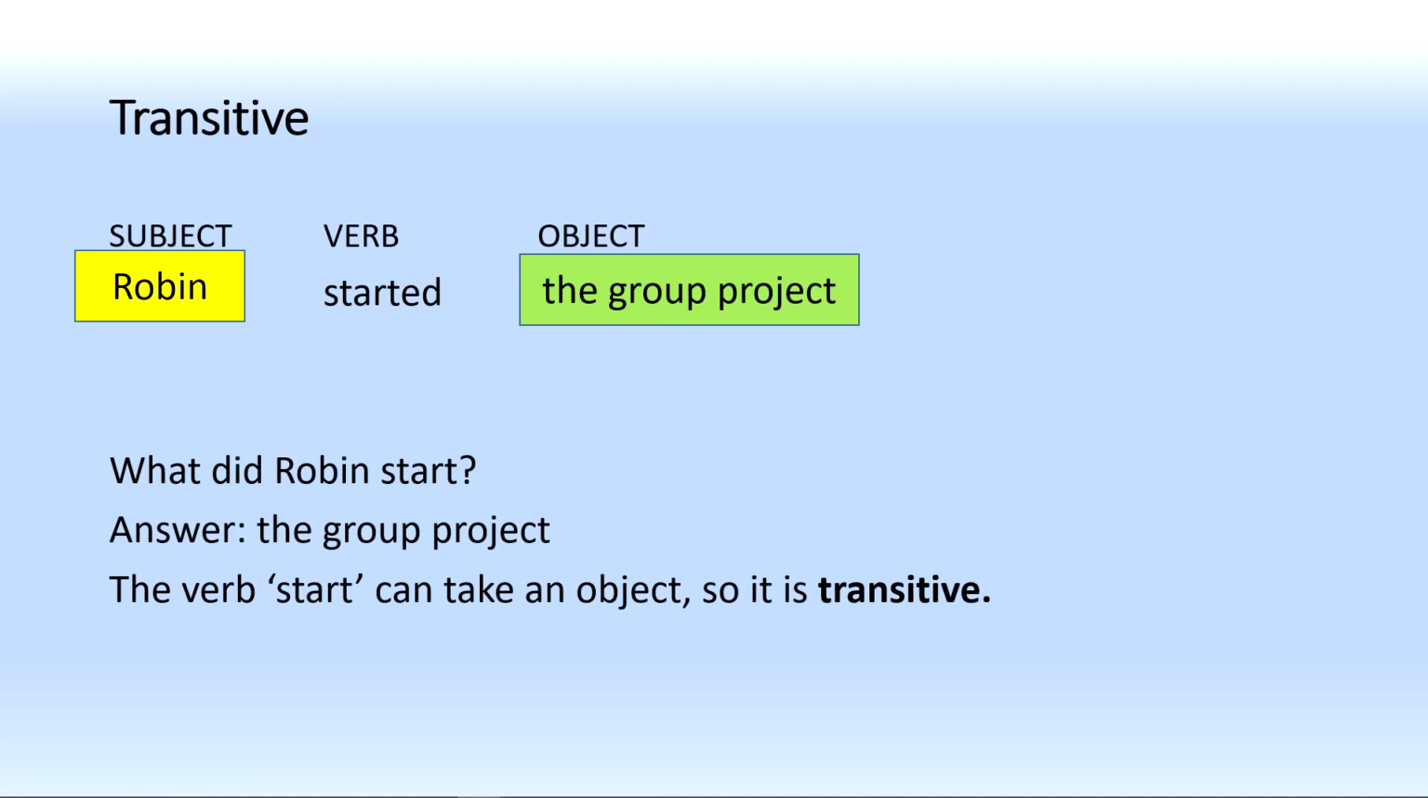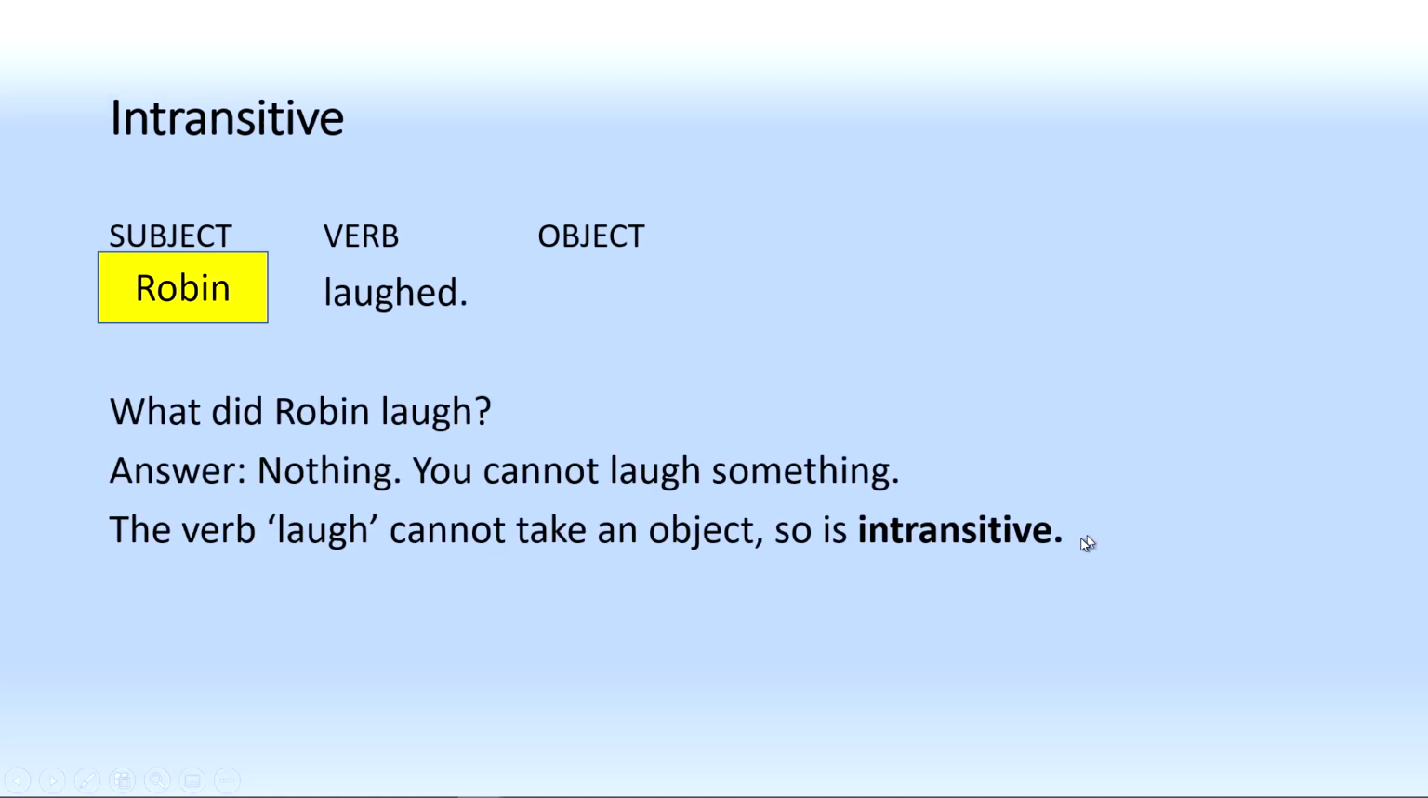Is that a complete sentence? No, that's a phrase, right? Robin started what? So you automatically know that this is transitive, because the verb Robin started needs a direct object, right? You can say Robin started the class, Robin started to run, right? But that is something that you have to add for it to be transitive.